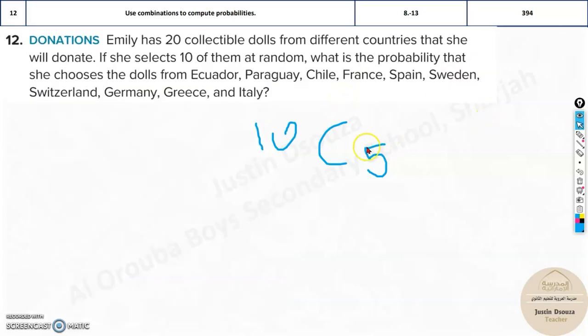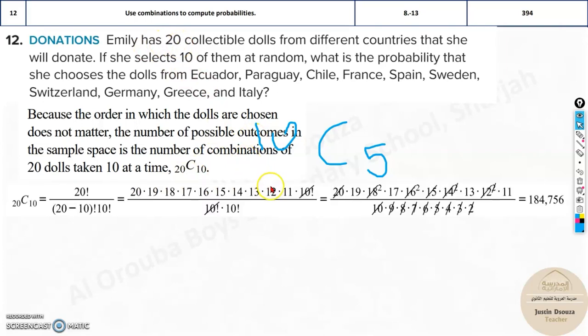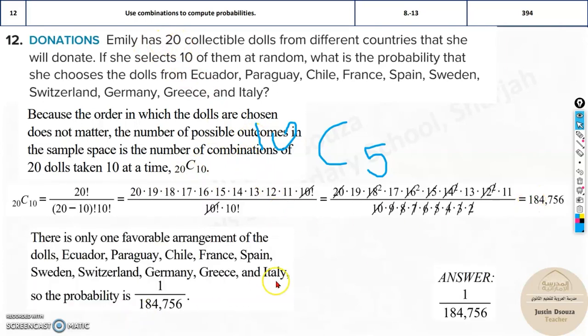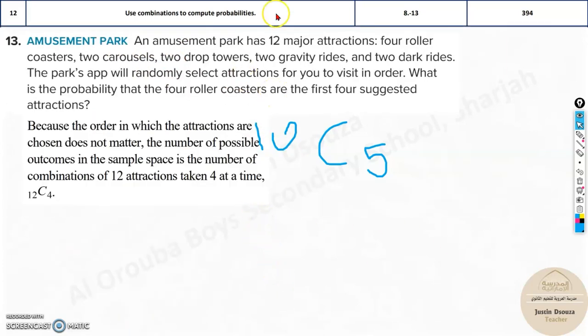Same way you can try others. Over here, it'll be 20C10 given, and divide that by 1. And last problem, same thing, 12. Okay, there is no r directly given. Let's see how to solve it.